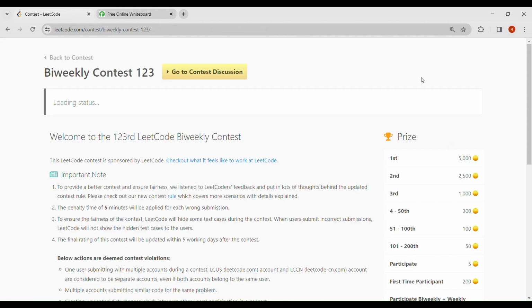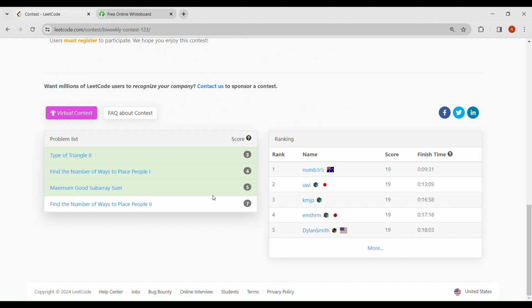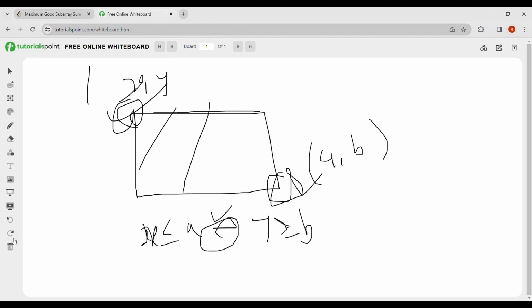Now going to the third problem. I am explaining the logic because in the end, logic is more important. Code you can do easily, but logic is the more important part. So this is the last question.